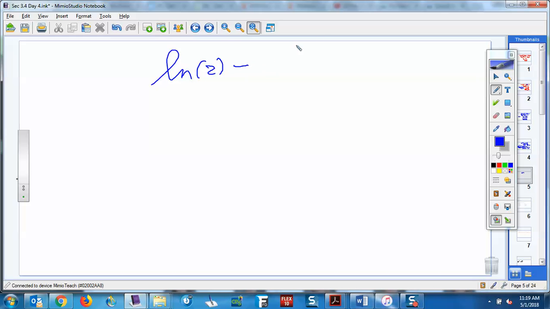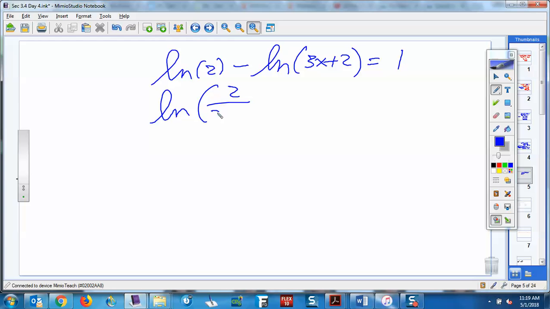ln 2 minus ln (3x plus 2) equals 1. Okay, so again, it's a minus, so we're going to do a division, like that, right? And then we're going to just change forms. So we're going to go from log to an exponential. So e to the first is going to equal this, right? Like that. Okay, so now we're going to multiply this over to the other side.